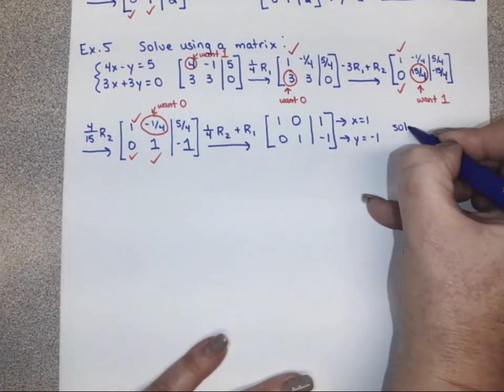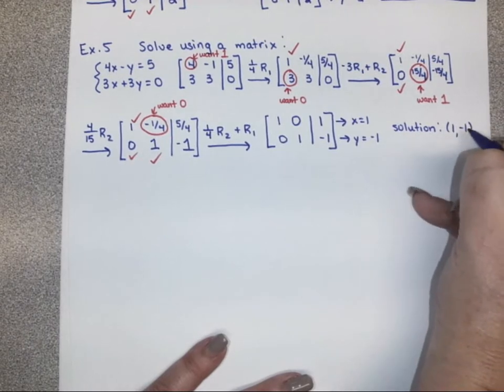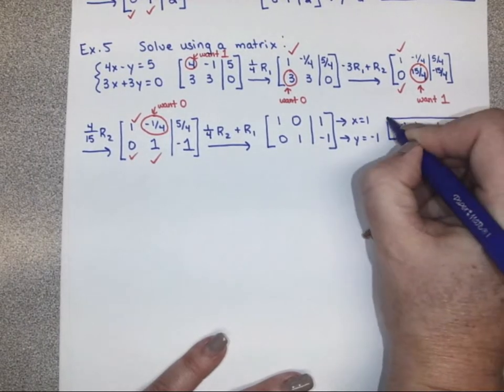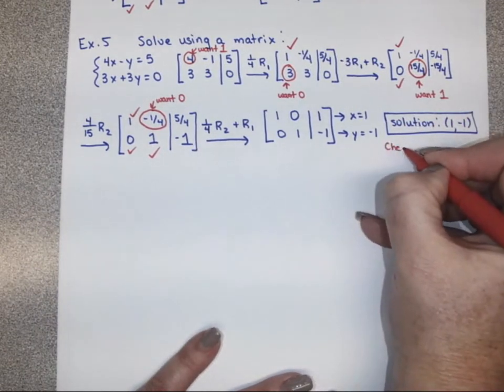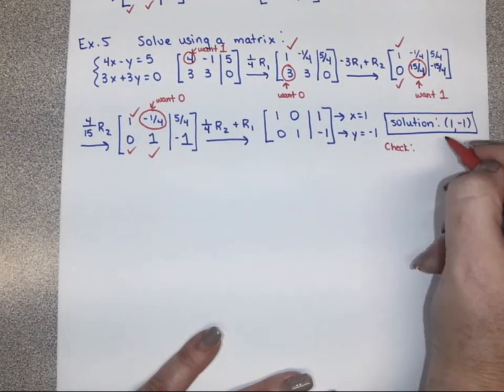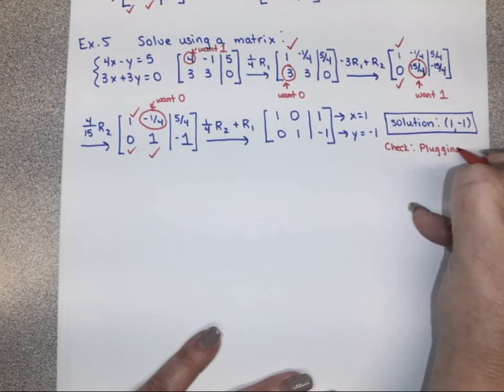So the solution is just 1 comma negative 1. Okay. I didn't say this before, but remember, you can still check these. You can still check by plugging in x and y.